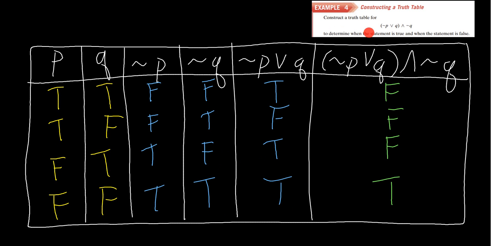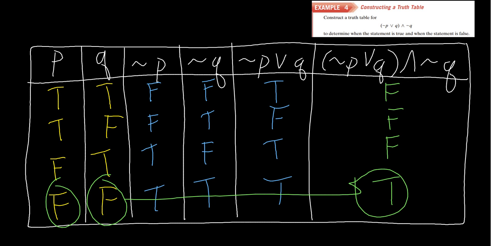Right? And what the question was asking was determine when the statement is true and when the statement is false. Well, the statement is true when P is false and Q is false. So when P is false and Q is false, the entire statement is true. And obviously, the statement is false every other time, whenever both of them are true, when P is true and Q is false, and when P is false and Q is true.